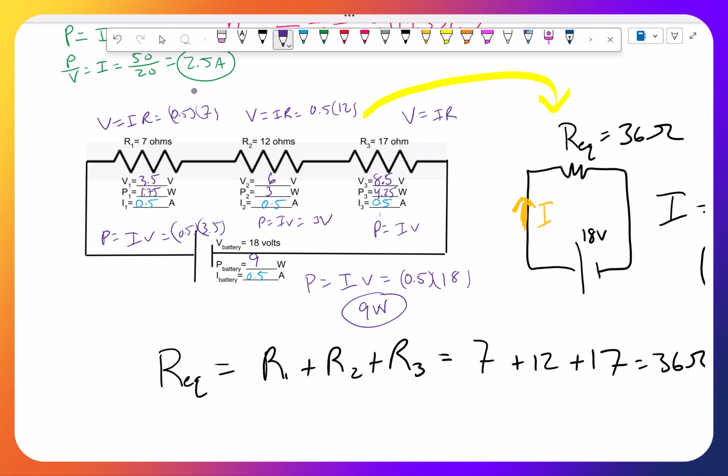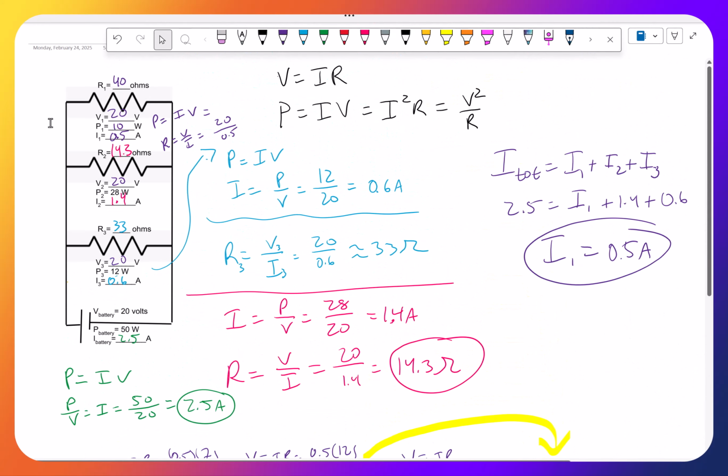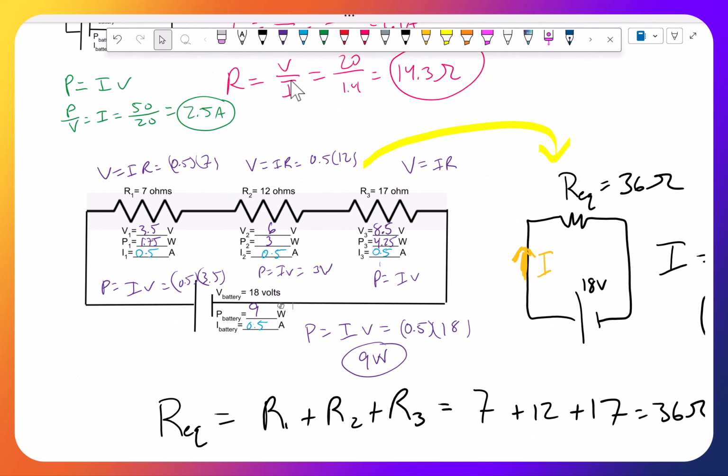So let's triple check again. All of this, the voltages should add up. So 3.5 plus 6 plus 8.5, and we get 18 as a result. So this is all checking out. And there you go. That's how you do it in series. The current is the same, and then the voltages add up, which is the opposite of what it is in parallel. Okay, hopefully you saw that.